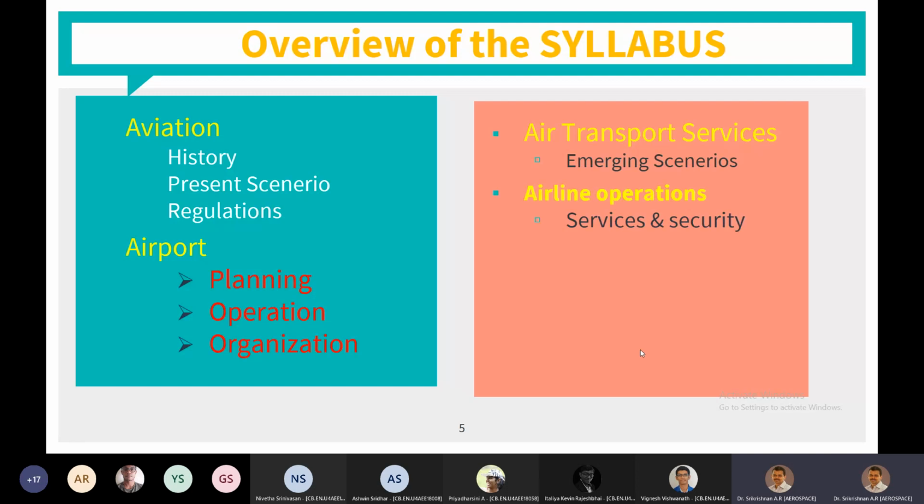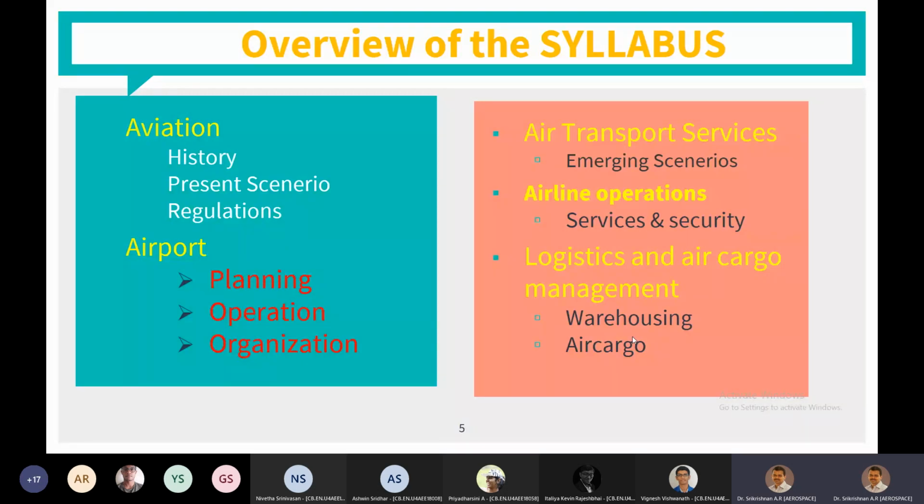And then coming to logistics and security related aspects, we'll discuss briefly about air transport services, in fact even before logistics, air transport services, the emerging scenarios, and airline operations, the service and security aspects of it, and then cargo and logistics, warehousing, air cargo, etc. So this, in a nutshell, covers what we are going to cover in this particular course.